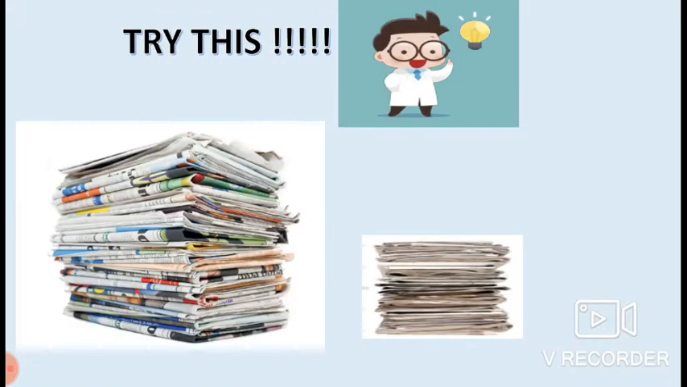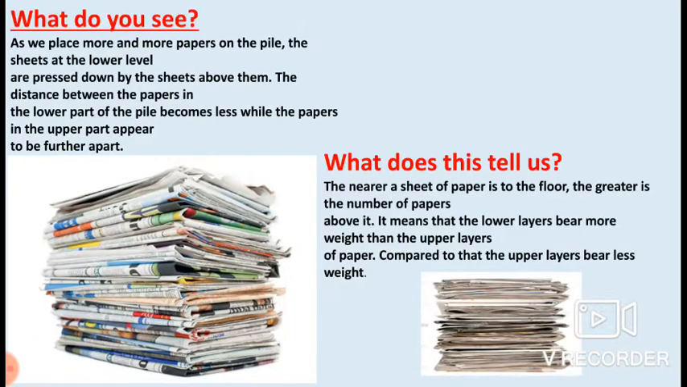Let's try this second activity. If newspapers are stacked, or placed one above the other, the lower papers are pressed under the upper papers. The distance between the papers in the lower layer is lesser as compared to the papers in the upper layer. Layers of atmosphere also show similar features.